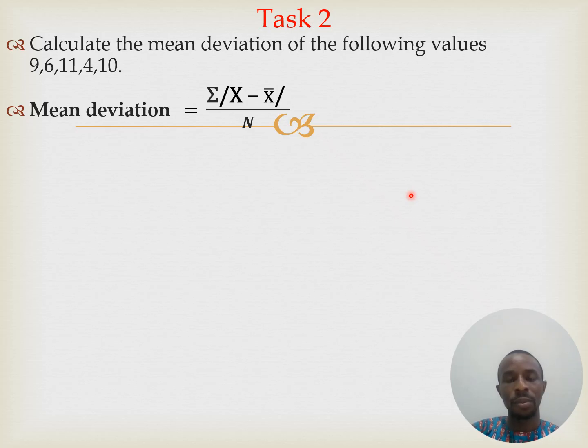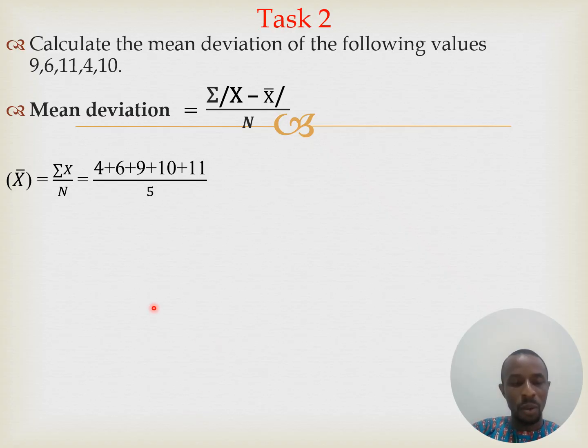Get ready to stop. Alright, time up. Let's check out the solution. We have x bar as summation x over n, that's 4 plus 6, 10, plus 9, 19, plus 10, 29. 29 plus 11 will give us 40. So the sum is 40. 40 over 5 will give us 8.